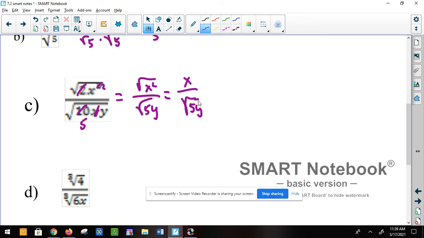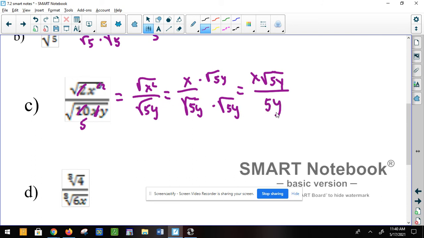But I can't leave 5y under a square root in the denominator. No different than when I had square root of 5 as a denominator. I multiply a square root by itself. x times square root of 5y is going to be x square root of 5y, and then square root of 5y times square root of 5y is 5y.